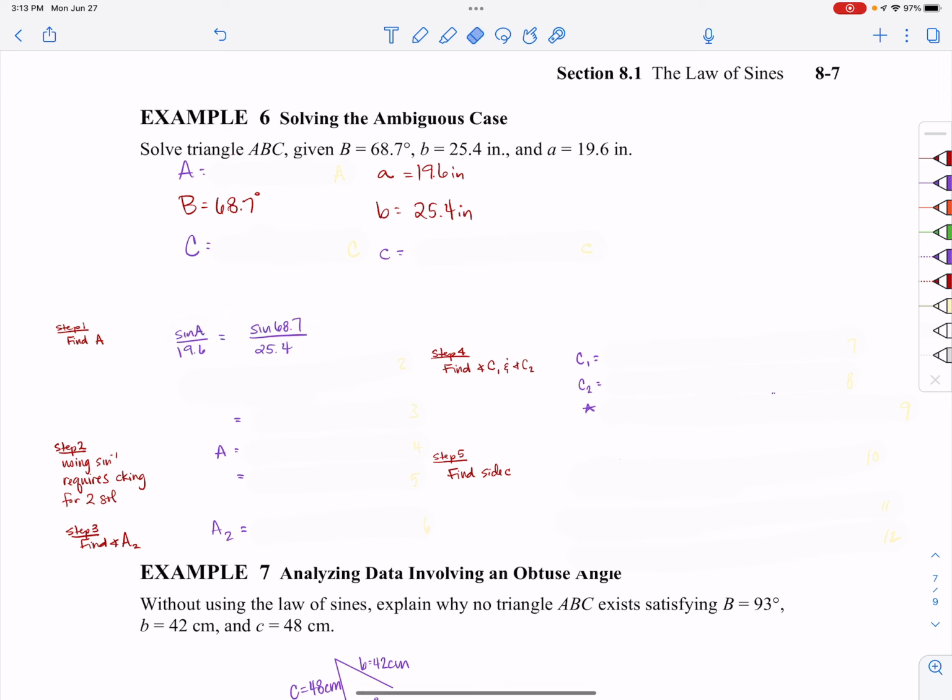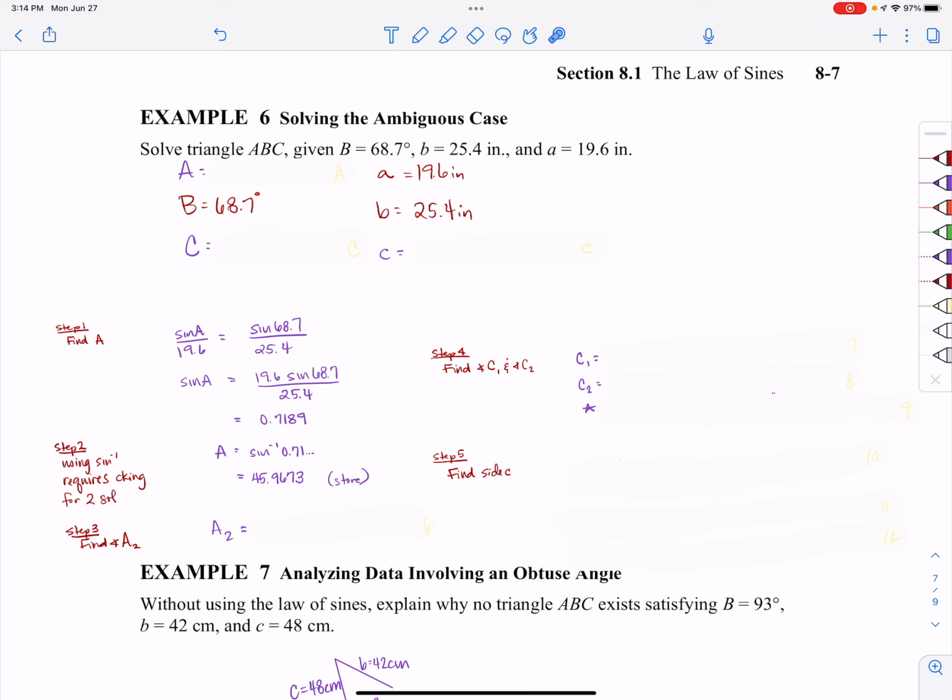Finding angle A, we're going to use the law of sines. Let's isolate the sine of angle A. I plug that into my calculator. I get a good value, and so then I'd use sine inverse. And when I use sine inverse, I'm going to get this 45.96 number.